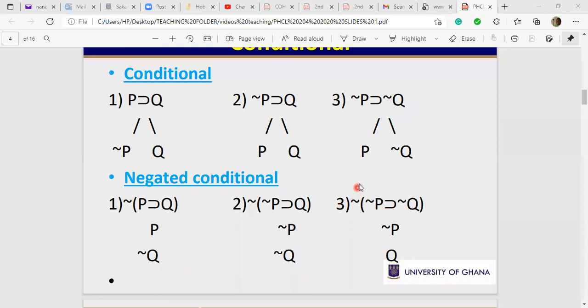Which compound is this? Not you again, or another person. Please go ahead. It's a negated conditional with both the antecedent and the other one negated. The antecedent and what? The other one. Consequent. Yes. So very good, you've done well. So this is a negated conditional.